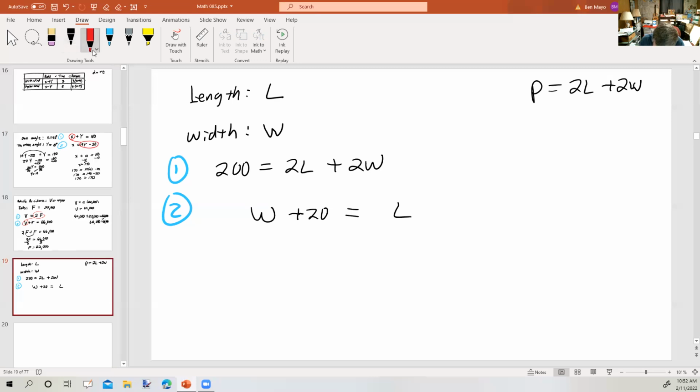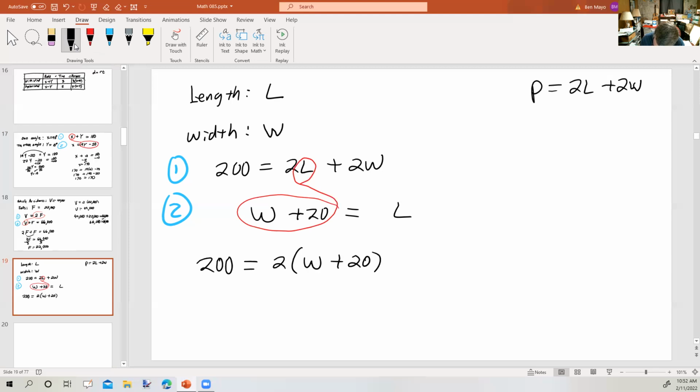We're going to use substitution. I'm going to take all of that and put it in place of L in the other equation. So that's going to give me 200 equals 2 times L, but we're replacing L with W plus 20, and then plus 2W. There's my one equation with one unknown. I'm going to solve that equation.